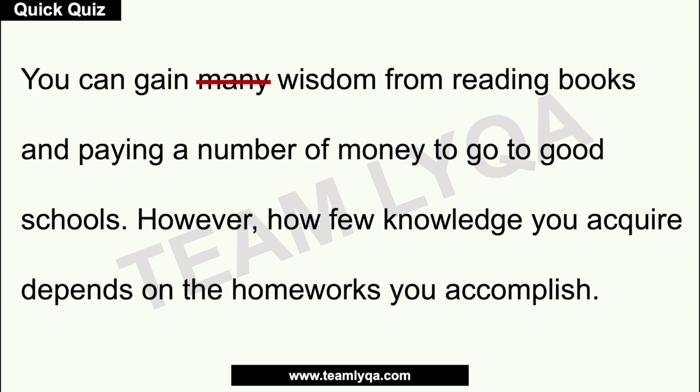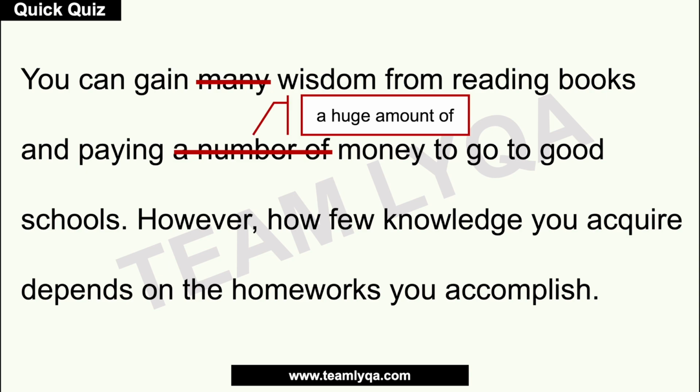From reading books and paying a number of money to go to good schools. Now, yung a number of, mali po yan. Bakit? Kasi again, money is a mass noun. Ang number of, ginagamit lang natin sa mga countable na nouns. So, what we can say instead would be a huge amount of or an amount of. Sa akin, nilagay ko lang yung huge kasi mukhang yun ang gusto niya sabihin. Pero again, an amount of is also a great answer. Okay, so yung ating first sentence magiging, you can gain wisdom from reading books and paying an amount of money to go to good schools.